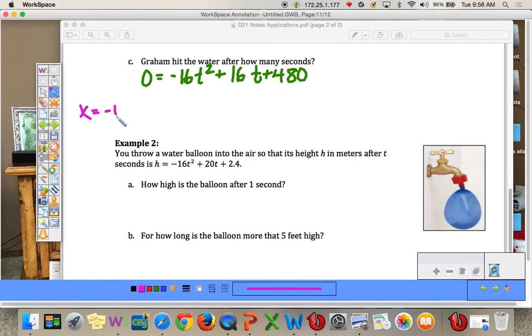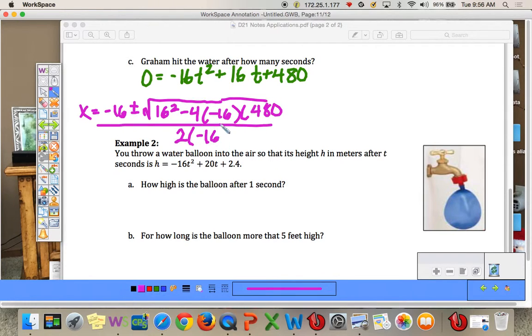x equals opposite b plus or minus the square root of b squared minus 4ac all over 2a. And let's figure out the 3 different numbers. So let me type this in. 16 squared minus 4 times negative 16 times 480. So it'll be negative 16 plus or minus the square root of 30,976 all over negative 32.